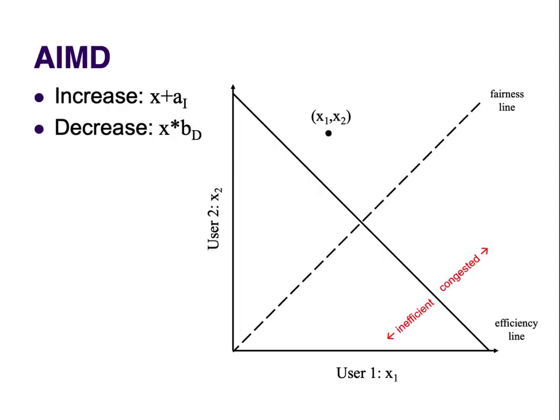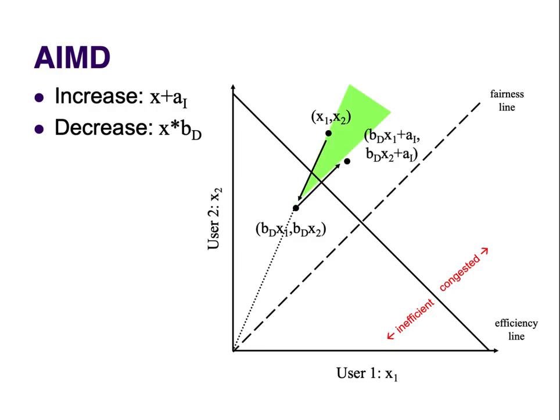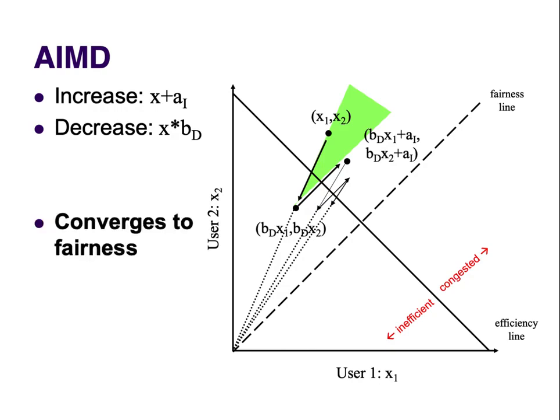And this is very clear when we look at the picture, because what's happening now is when you decrease, you move along that line that had a slope of x2 over x1. But now when you increase, you're increasing along a line that has a slope of 1. Right? So you're shrinking the gap to the fairness line by this angle over here. And as you continue to decrease and increase, what we start seeing is that you're moving x1 and x2 towards that point. Okay? And so AIMD is the only one of these options that we can show converges to fairness.